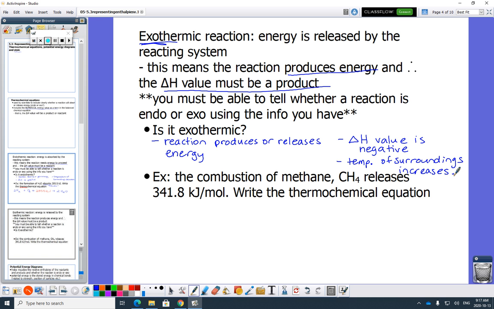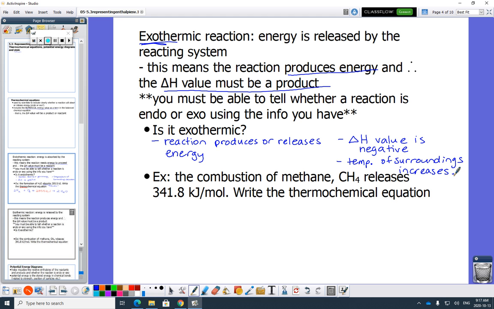Okay, so the words release, reaction produces or releases energy, makes something exothermic. Or you're given the delta H value is negative. The temperature of the surroundings gets warmer, so the reaction has released energy.